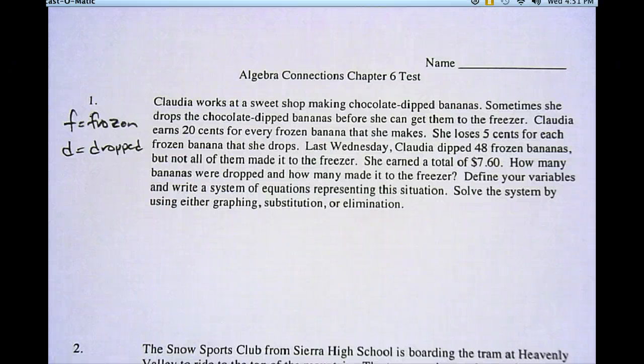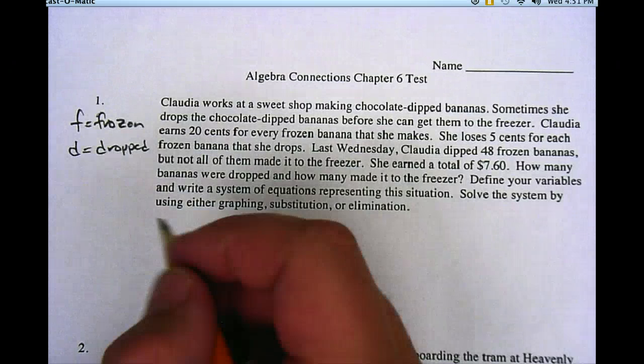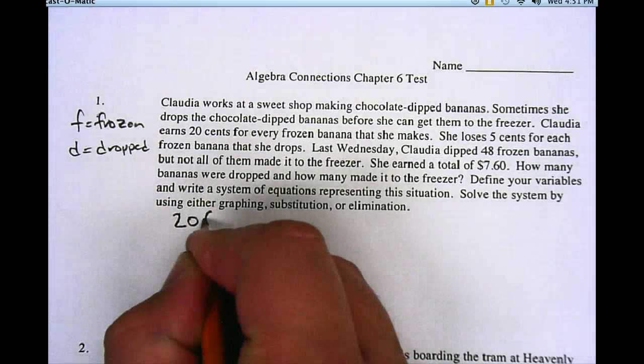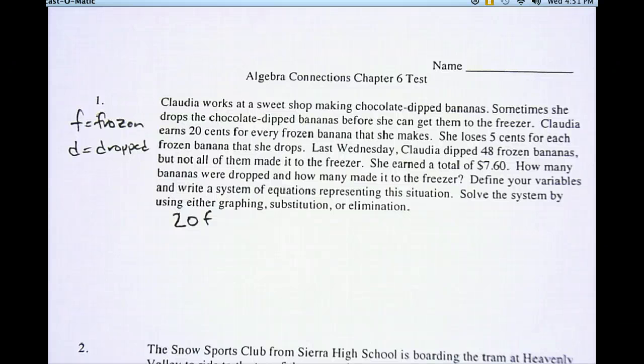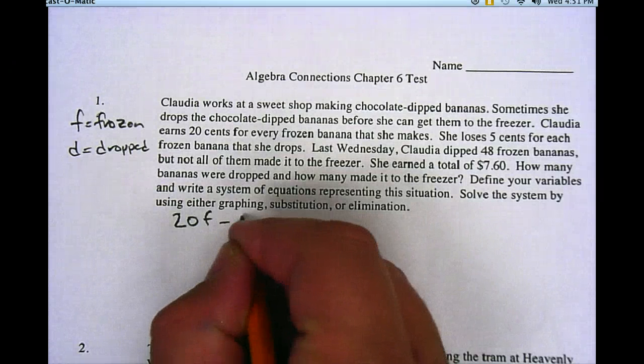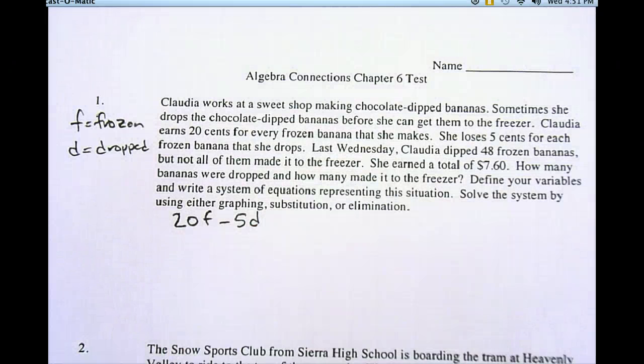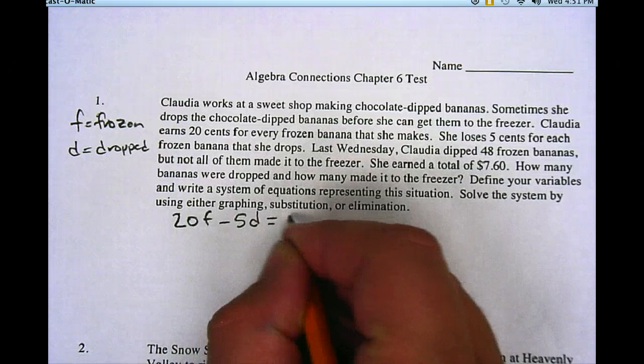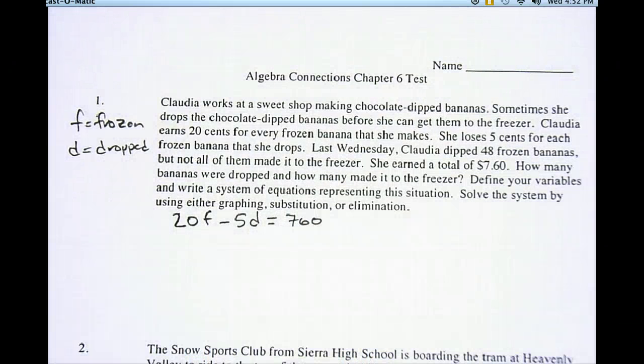Now from the first part of this problem, it says she earns 20 cents for each frozen banana. So I'm going to take the frozen bananas and multiply them by 20, because that's the money she makes for each banana she freezes. But she loses 5 cents for each banana she drops. So I'm going to multiply the number of bananas she drops by -5. And when I add that up, that's got to equal $7.60, which is the same as 760 cents. That's one of the equations that I'm going to have.